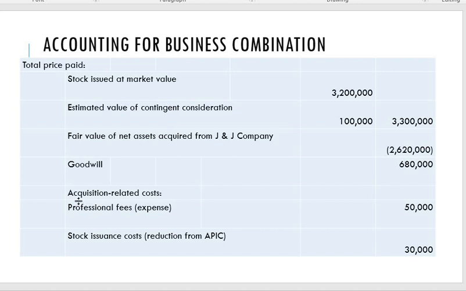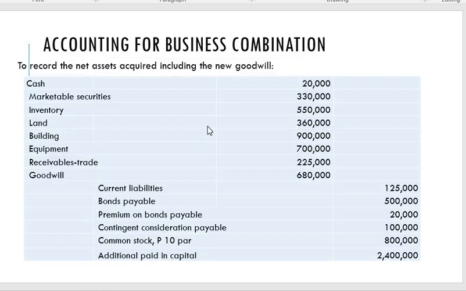Okay? Yung acquisition-related cost natin, same thing. No, same ang treatment. Yung professional fees natin will be recorded as expense. And then yung stock issuance cost as a reduction. The acquirer shall debit the assets acquired, of course, at fair value. Then, i-debit din niya yung goodwill at 680,000. Then, i-credit niya yung liabilities, of course, at fair value. Then, credit siya ng contingent consideration payable, the 100,000, no?